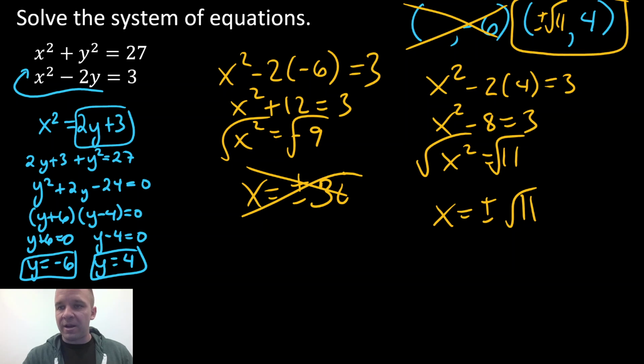There is my final answer: positive root 11, comma 4, and negative root 11, comma 4. Or you can write it with the plus or minus root 11, comma 4. That's it. We're all done.